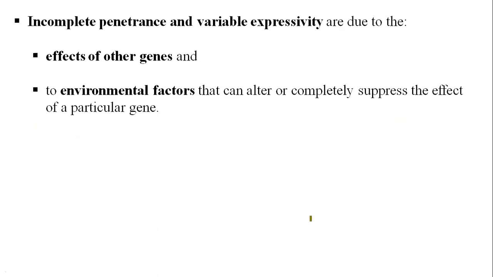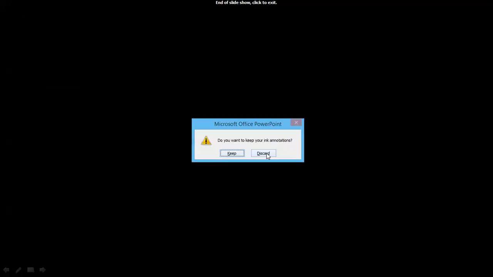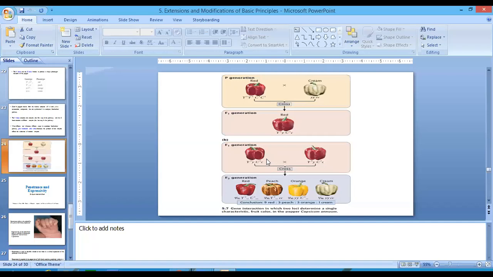And this incomplete penetrance or variable expressivity may be due to the effects of other genes, or may be due to environmental factors. And the genes or environmental factors can change or suppress the effect of a particular gene. So this was the whole lecture about the variations, right? Yes, sir. Now if you have any question, you can ask.